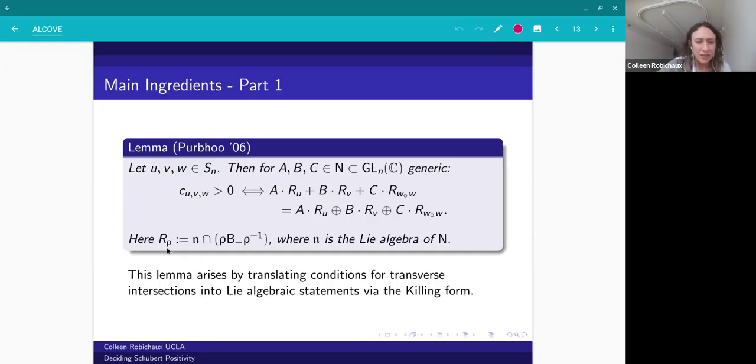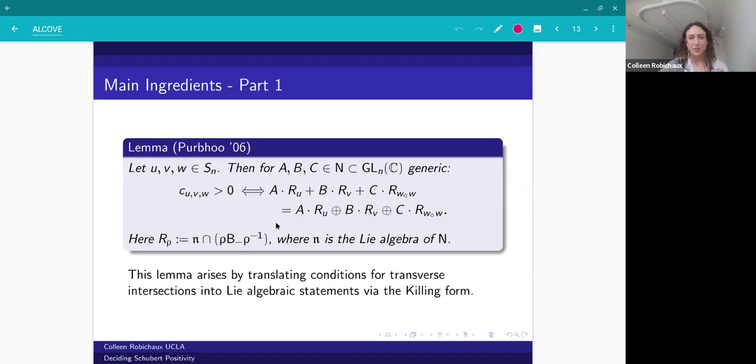But these are U, V, W. You can think that they're going to be strictly upper triangular matrices, where you'll have free variables in the positions given by the inversions of these permutations, something like that. And then you are acting on these spaces by these generic invertible matrices. This is saying that my coefficient is going to be positive exactly when this sum of these spaces is actually a direct sum. So this gives some idea of this spanning as much as possible. Okay, so that's number one.